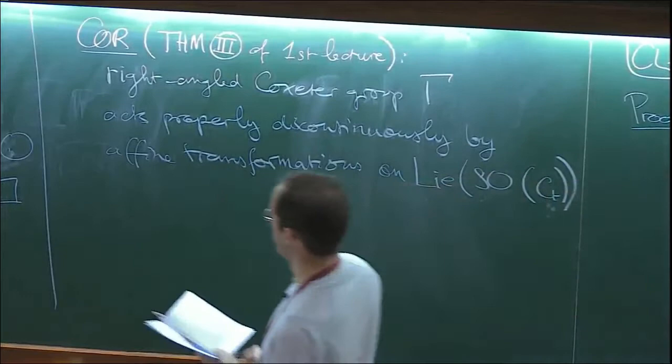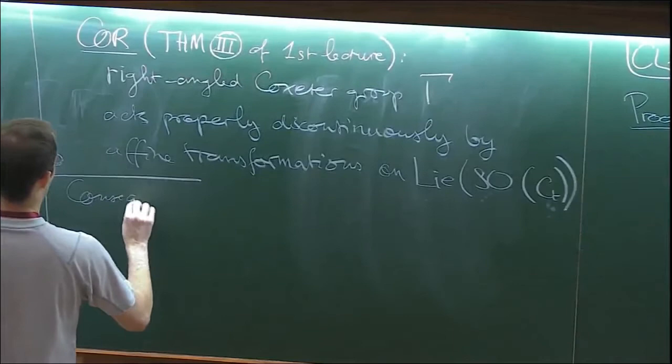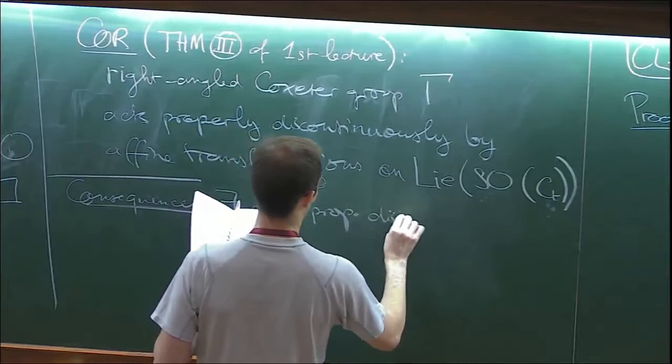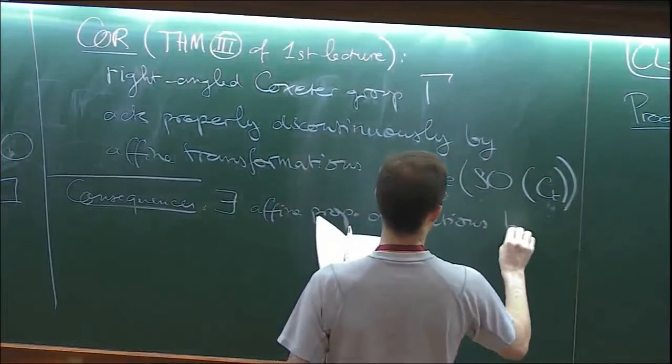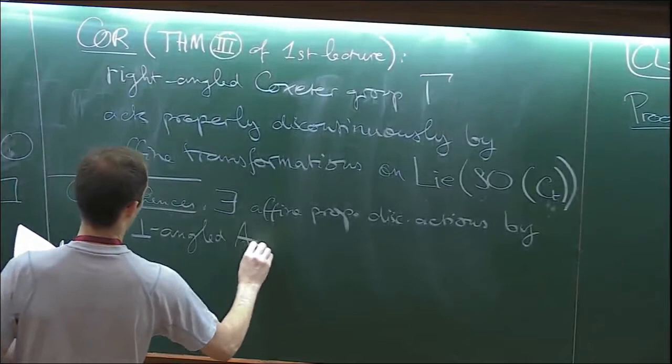So let me mention, there's a whole industry of embedding interesting groups into Coxeter groups, right-angled Coxeter groups, and so on. Let me mention some of the main consequences. There exist similarly affine properly discontinuous actions by right-angled Artin groups.